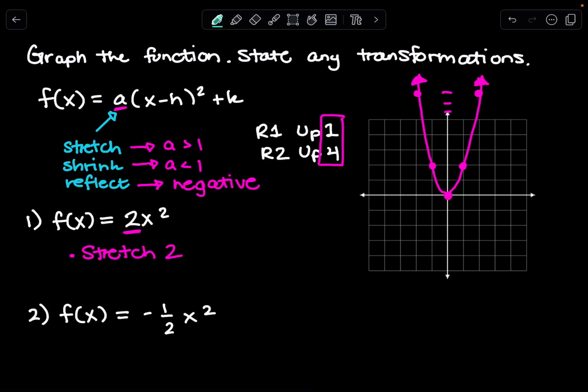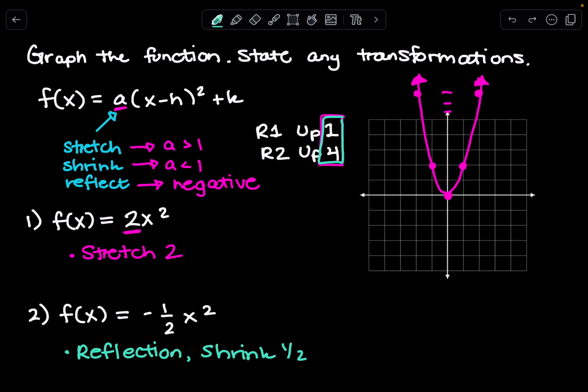All right, let's look at number 2. Okay, first thing to know, again, is we have a reflection. The 1/2 represents a shrink of 1/2. Again, I'm going to be changing these numbers, right? So those are going to be multiplied by 1/2 in order to shrink.